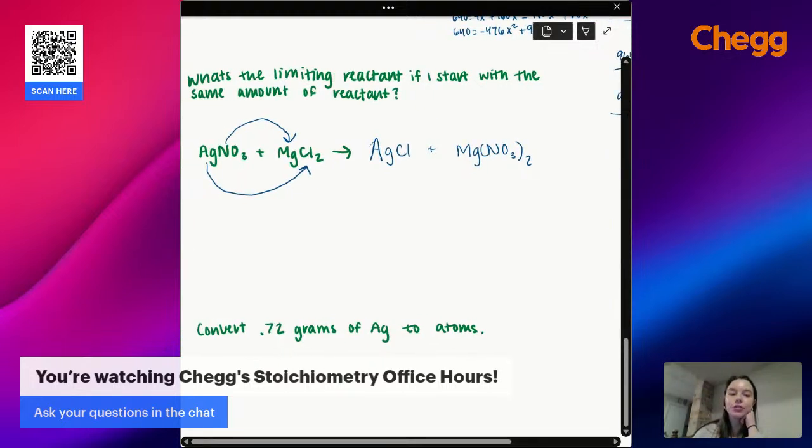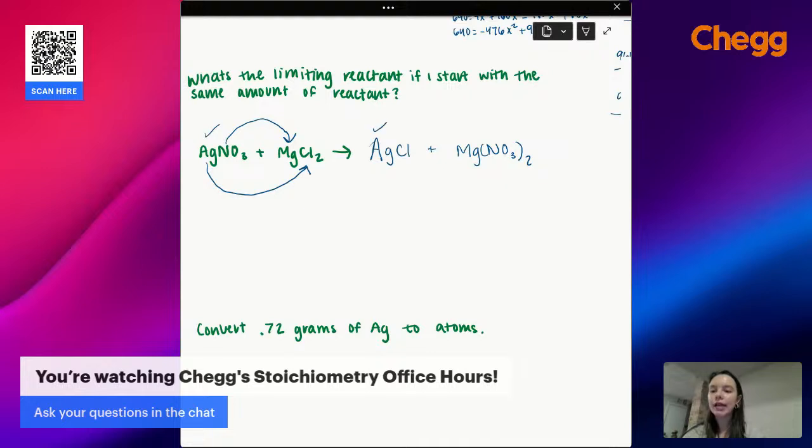So now we need to balance it. Make sure the elements on the left equal the elements on the right. We have 1 Ag, 1 Ag. We have 1 NO3, but we have 2 NO3s over here, so we need to make that a 2. We have 1 Mg, 1 Mg, 2 Cls, only 1, but we do have that 2 Ag there, so we can make a 2 there.